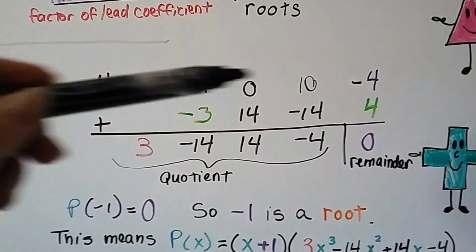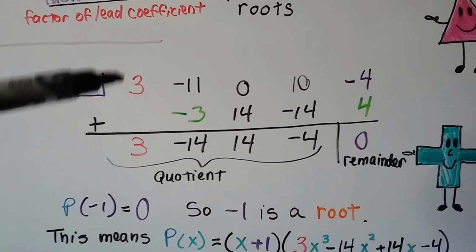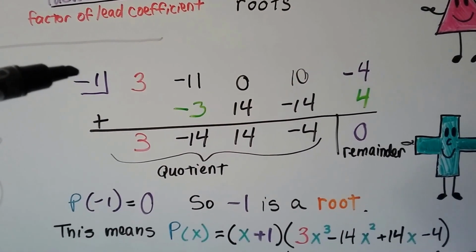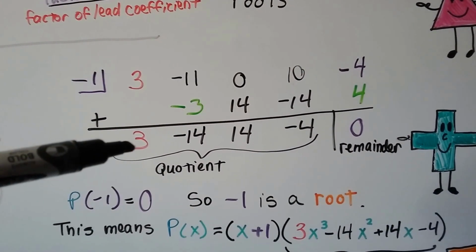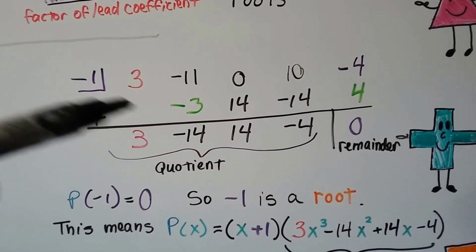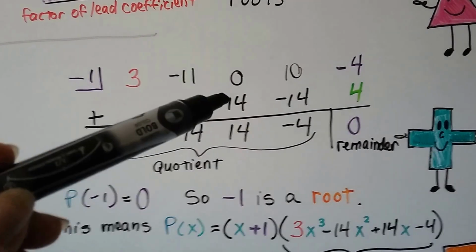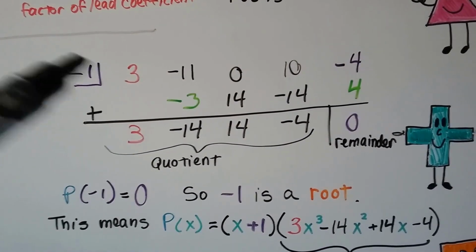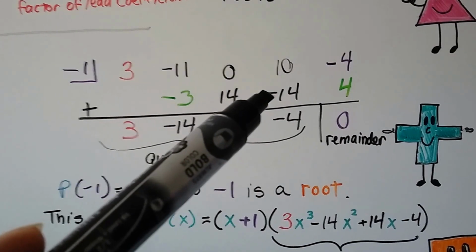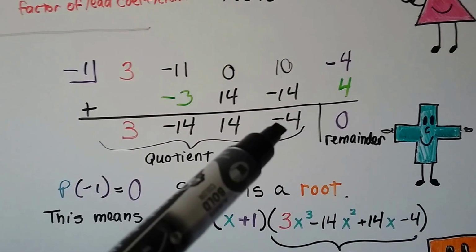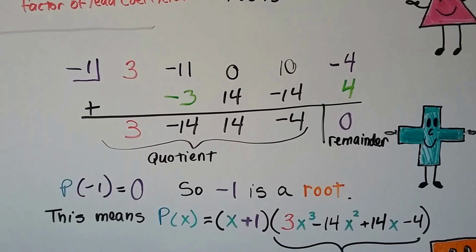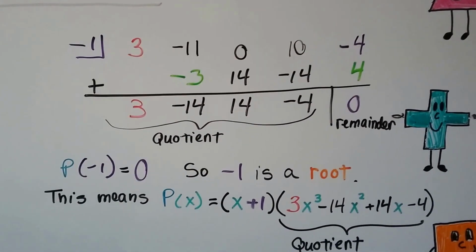We've got our polynomial written without our variables. It's just the coefficients. We do negative 1 times the 3 that we drop down, and we get negative 3. Then we do our addition, get a negative 14. We do negative 1 times negative 14 is a positive 14. Do our addition, we get 14. Negative 1 times that is a negative 14. We do our addition, we get a negative 4. Negative 1 times negative 4 makes a positive 4. Ooh, that's perfect. It made a remainder of 0.